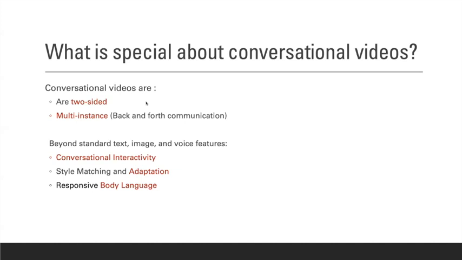The second interesting thing is that this type of data set allows us to create certain features beyond standard text, image, and voice features. For example, we can measure conversational interactivity. How many turns were there in the conversation, whether there is an equal or unequal share of voice between the two people. And we can also measure the extent of style matching, adaptation. So is one party changing their style in response to the other? And likewise, even body language cues can evolve with live feedback because it's back and forth communication.